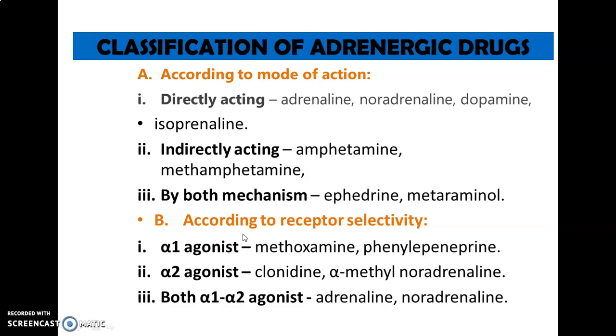The alpha-1 agonists are selective toward the alpha-1 receptor, examples are methoxamine, phenylephrine. While alpha-2 agonists, examples are clonidine, alpha-methyl noradrenaline. Both alpha-1 and alpha-2 agonists are adrenaline and noradrenaline.